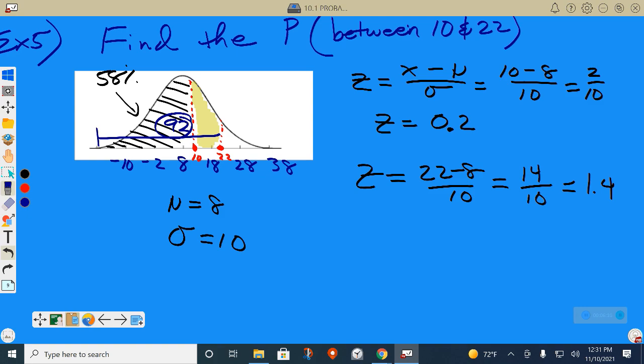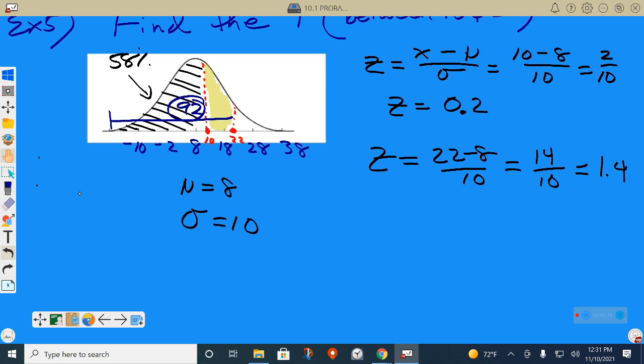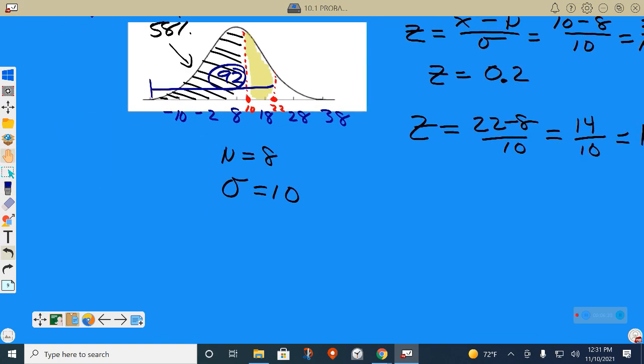So I'll take the 92, which is the yellow and the black, subtract the black, and I'll only have the yellow. So 92 minus 58. 92 minus 58. Somebody help. 34%. So there's a 34% probability that a data value will be in that yellow area.